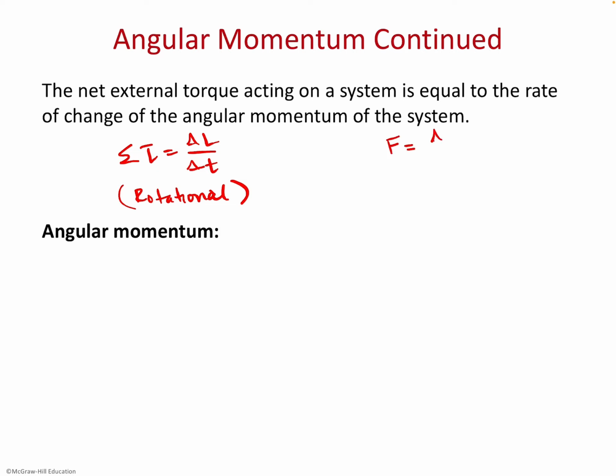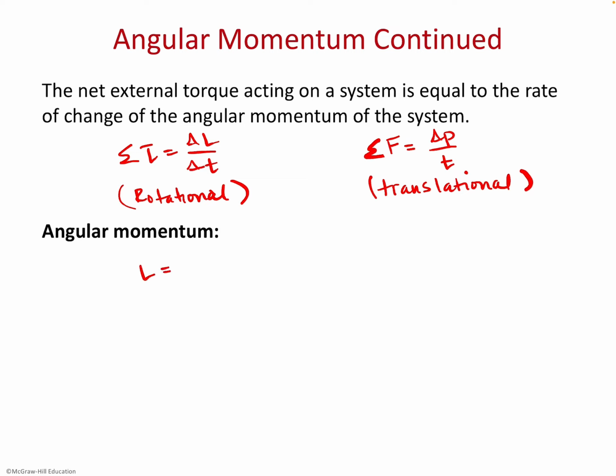Translational looks like this. So remember, force and torque are like the same. Force is translational, torque is rotational. But they mean sort of the same thing, right? One just has to do with a radius being involved because we're talking about a circular object, or it's making a circular motion.